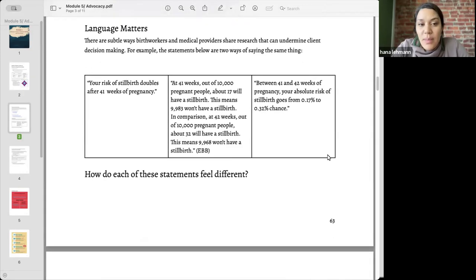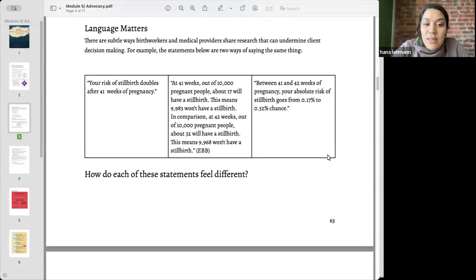Now we're getting to a really important topic. Language matters when you're presenting research, right? There are subtle ways that birth workers and medical providers share research that can undermine a client's decision-making or their autonomy in decision-making. For example, the statements below are a number of ways of saying the same thing, right?